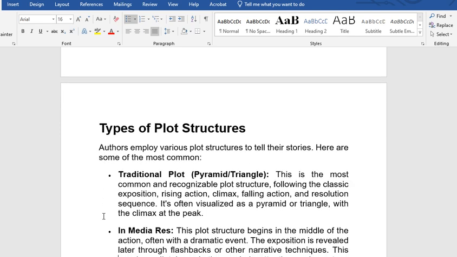Let's also look at the types of plot structure, or types of plot. Authors employ various plot structures to tell their stories. Here are some of the most common.